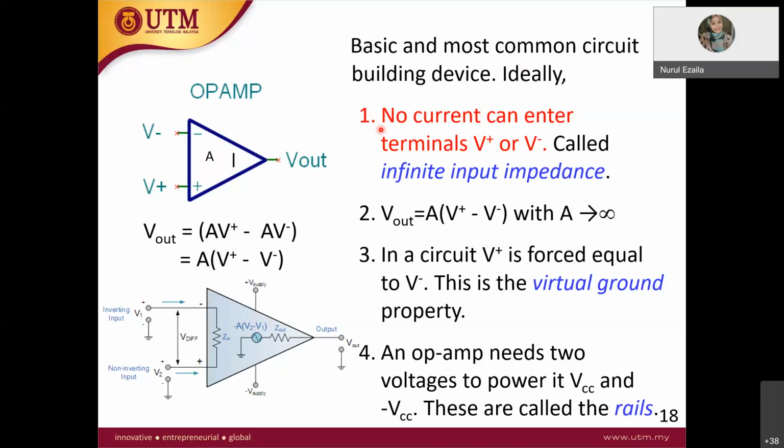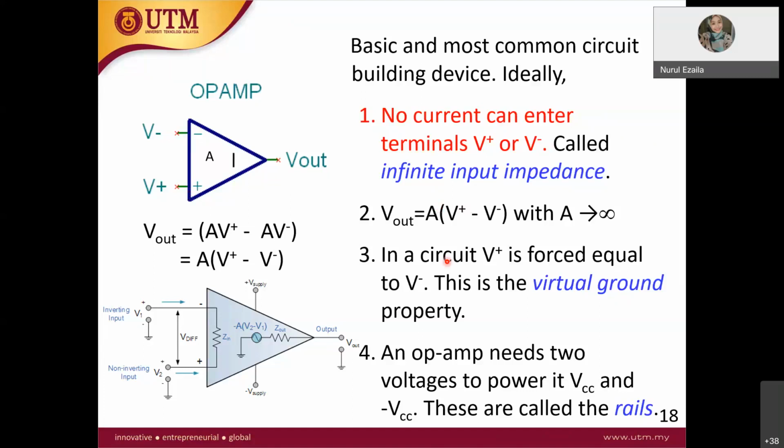So every time you want to analyze your op-amp, you must consider the ideal case. No current can enter the terminals. So there will be no current entering here. If there is current entering this op-amp, I negative will be equal to 0 and I positive will be equal to 0. This we call an infinite input impedance. We will look at this later.